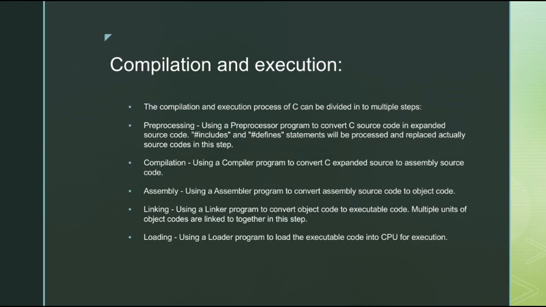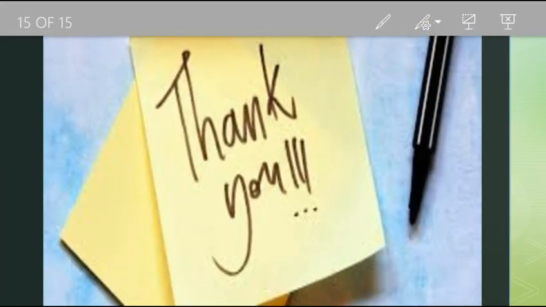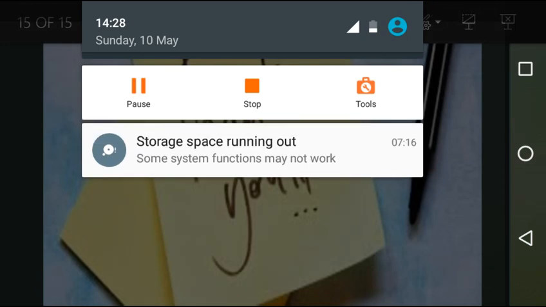Linking. Using a linker program, one can convert object code to executable code. Multiple units of object codes are linked together in this step. Loading. Using a loader program to load the executable code into the CPU for execution. Then the program gets executed.